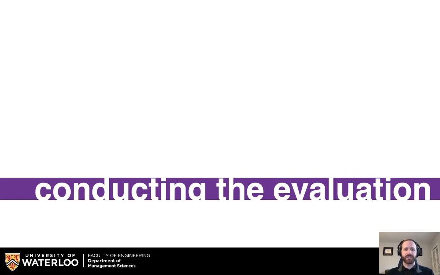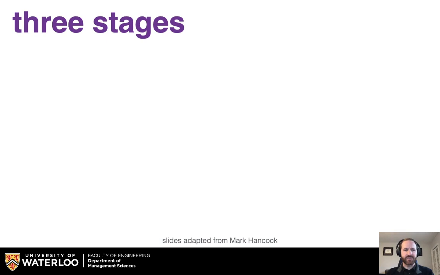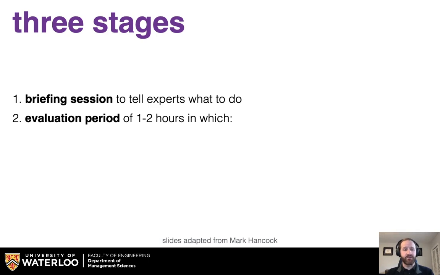Now that we've covered the heuristics, let's talk about how you conduct the evaluation. A heuristic evaluation has 3 stages. The first is a briefing session to tell experts what to do. The second is an evaluation period of 1 to 2 hours in which each expert works separately.